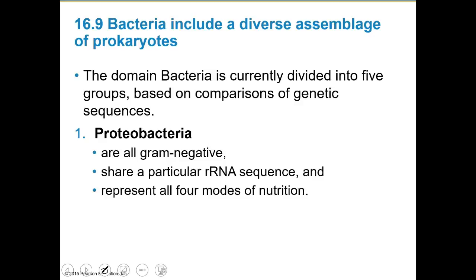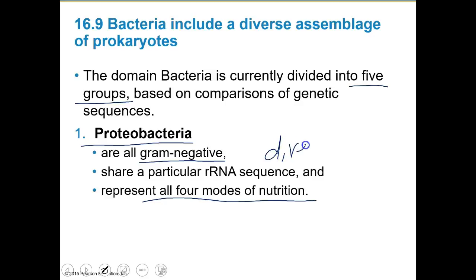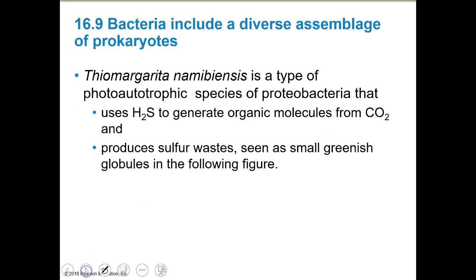So the domain of Bacteria is currently divided into five groups, and those are the ones that we're going to look at. That's based on comparisons of their genetic sequences. We're going to talk about each of them, and we'll end up making a chart so we know these dudes just a little bit better. So the first one is proteobacteria. These guys are all gram-negative, and they share a particular rRNA sequence, and they can represent all four modes of nutrition. So we're going to end up calling these guys gram-negative and diverse. Okay. So a lot to those, but those are proteobacteria.